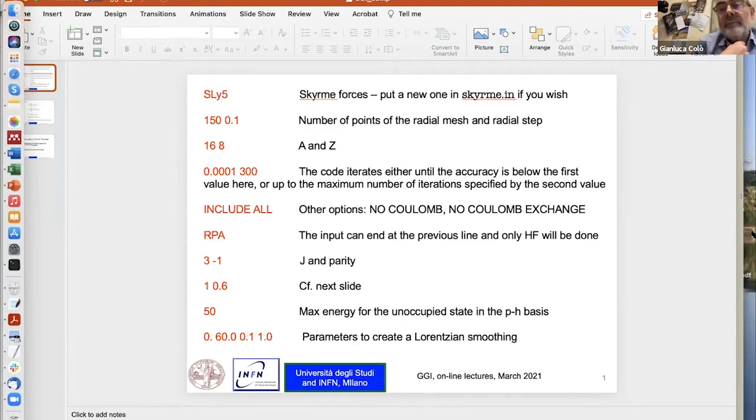Okay, now when you calculate these modes, actually what do you calculate? You calculate energies, but you want to know which state is the giant monopole, which state is the giant dipole.